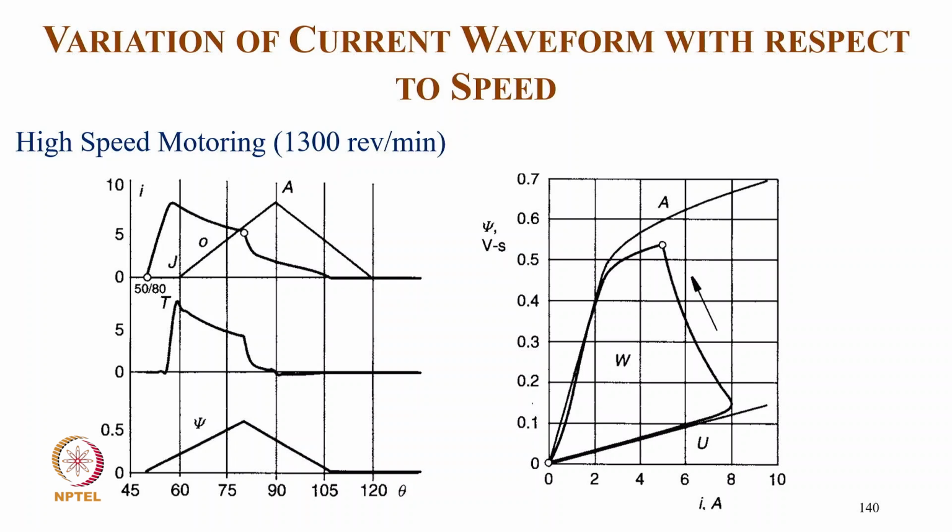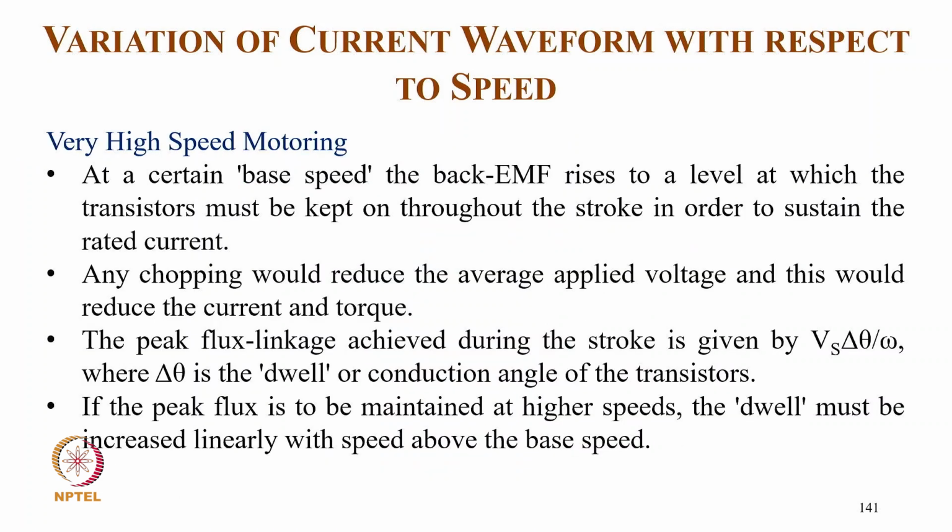You excite with a little advance, then current is established and you go to single pulse mode. After that we switch off, then torque is produced, and the flux rises and falls because of the applied voltage. And then you can see the portion of the psi-i characteristic, how much portion is converted into work.